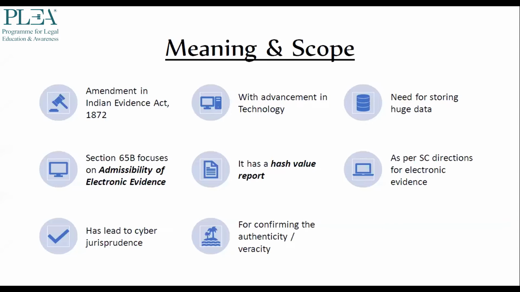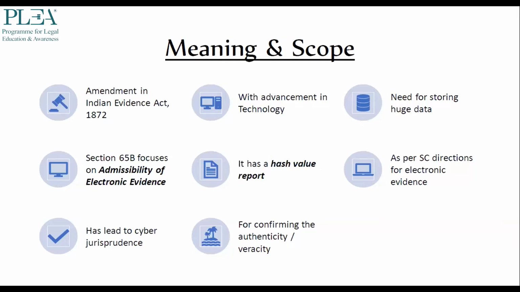As per Supreme Court directions, when the court realized that there has to be a certain provision, because at that point in time there was no provision as to how and what type of electronic evidence can be permissible in the court of law as evidence. So when one case came up and they realized that there was some need, they made certain directions, and then there was subsequent amendment and changes made in the relevant acts. Now, this has also led to improvement of cyber jurisprudence.